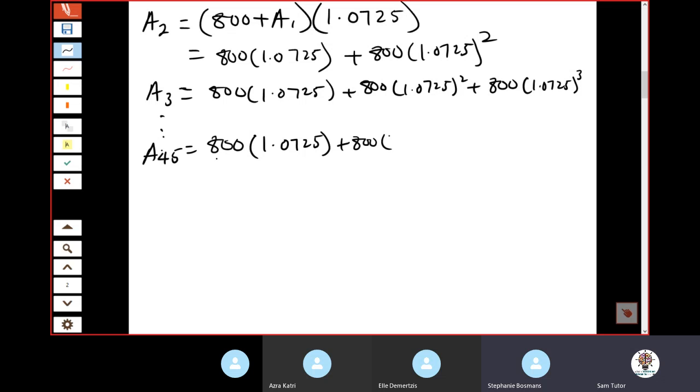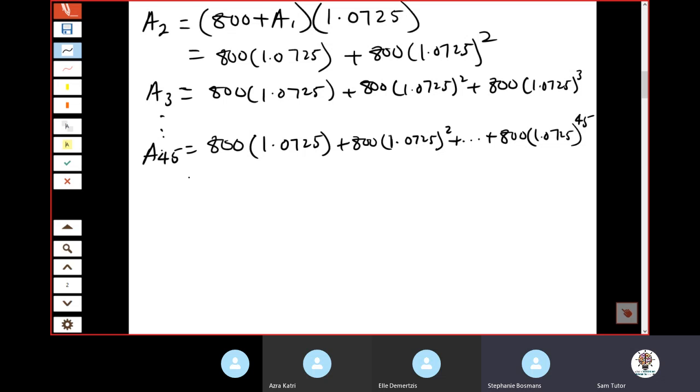So A45 becomes 800(1.0725) plus 800(1.0725 to the power of 2) plus ... plus 800(1.0725 to the power of what? 45). 45 in this case again, because if that was a 3, this was a 3. So if this is a 45, this has to end in a 45. Okay, so you've got to write that line first.